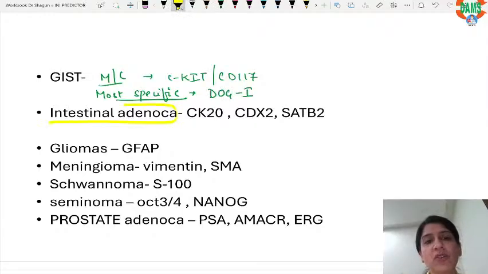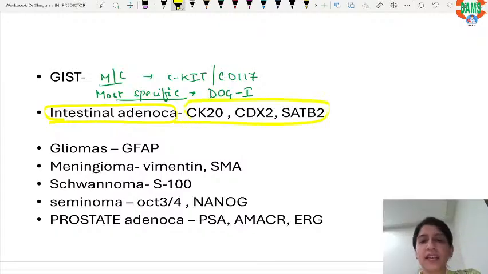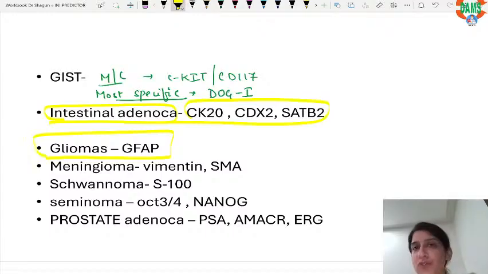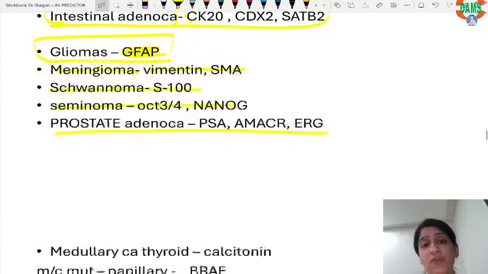For intestinal adenocarcinoma, CK20 positive, CDX2 positive, SATB2 positive. For every glioma, whether it's astrocytoma, oligodendroglioma, ependymoma, or glioblastoma, all glial origin tumors are going to be GFAP positive. For meningioma, Vimentin and SMA positive. For schwannomas, S100 positive. For seminomas, OCT3/4 and NANOG positive. For prostate adenocarcinoma, PSA, AMACR, ERG positive. Right? Important. An important list that I want all of you to remember.